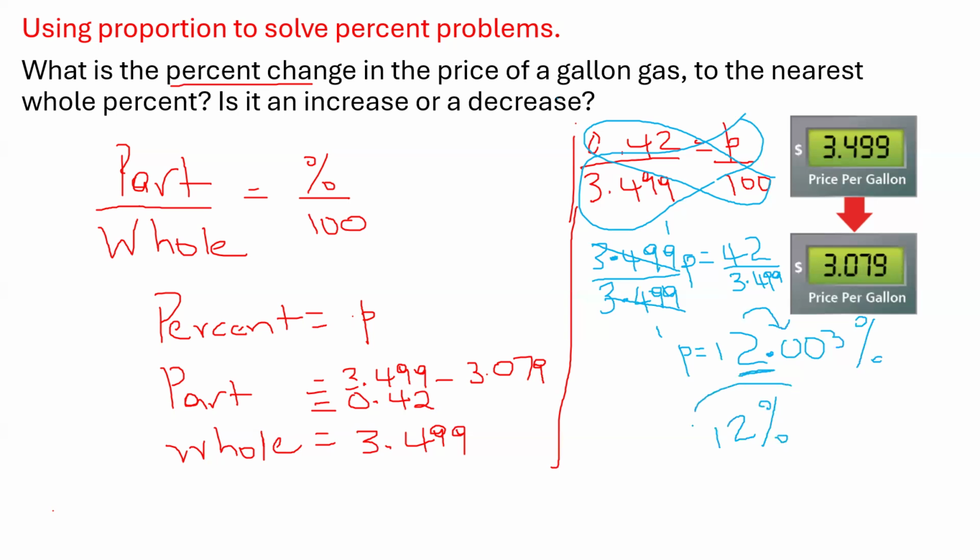So the decrease in the price per gallon of gas is a 12% decrease. The 42 cents represent a 12% decrease. And that is how you use proportion to find or calculate percent decrease.